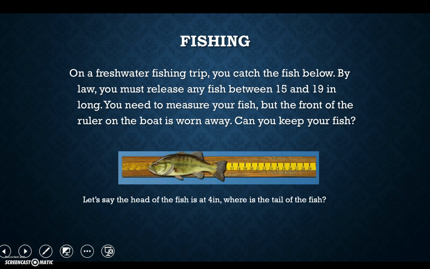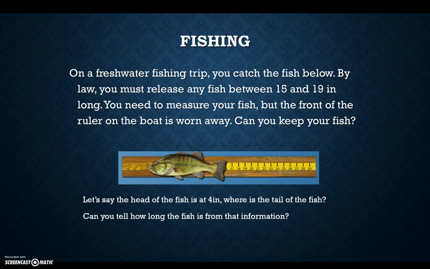So let's say the head of the fish is at 4 inches. Well, we want to know where the tail of the fish is. Looking on here, it looks like it's sitting at 16. So how long is this fish given this information? We can easily determine it. We take 16, subtract off 4, and we see that our fish here is in fact 12 inches long. So based upon this, we can't keep our fish.